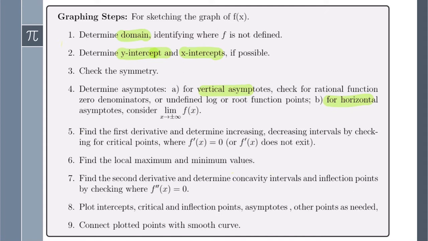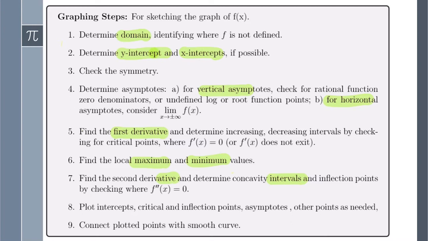And then we'll find the first derivative and use that to find the intervals where the function is increasing or decreasing, and then use the critical points to find the local max and local min. Then we'll use the second derivative to determine where the function is concave down and concave up, and then we'll plot whatever we found so far to draw the graph.